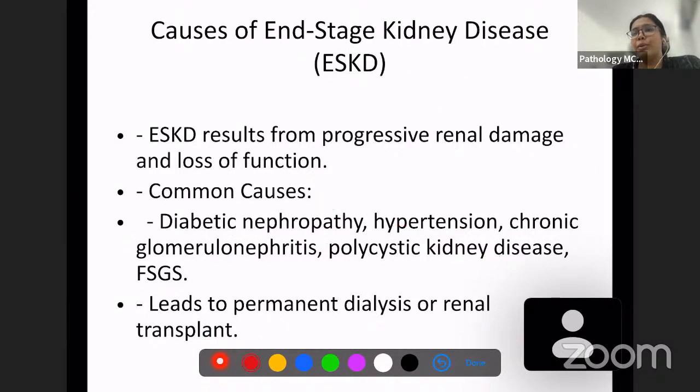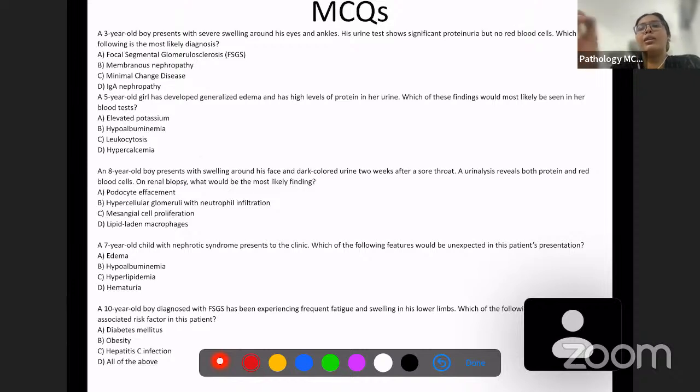Now we'll discuss a few multiple choice questions on the same topic. First question: a 3-year-old boy presents with severe swelling around his eyes and ankles. His urine test shows significant proteinuria but no red blood cells. Which of these is the most likely diagnosis? At this point, this is going to be so easy that you will diagnose this. It's minimal change disease. Significant proteinuria, no red blood cells, nephrotic syndrome. The most common cause of nephrotic syndrome in a child is minimal change disease.